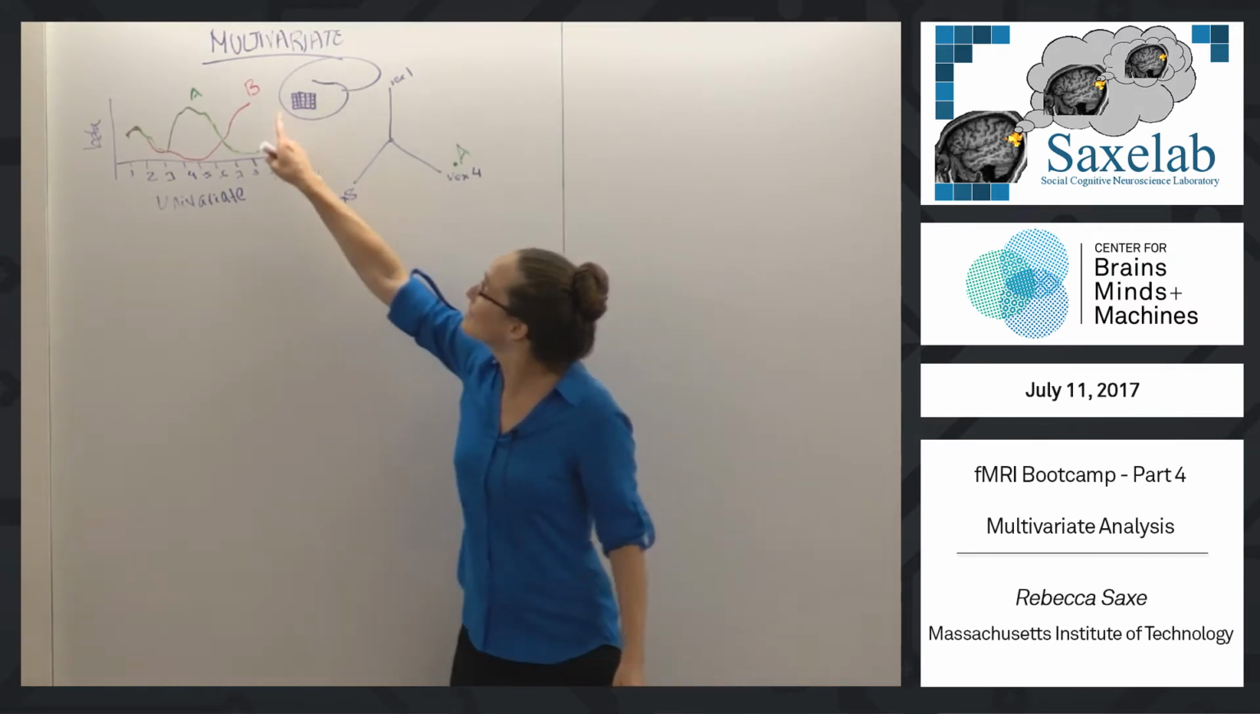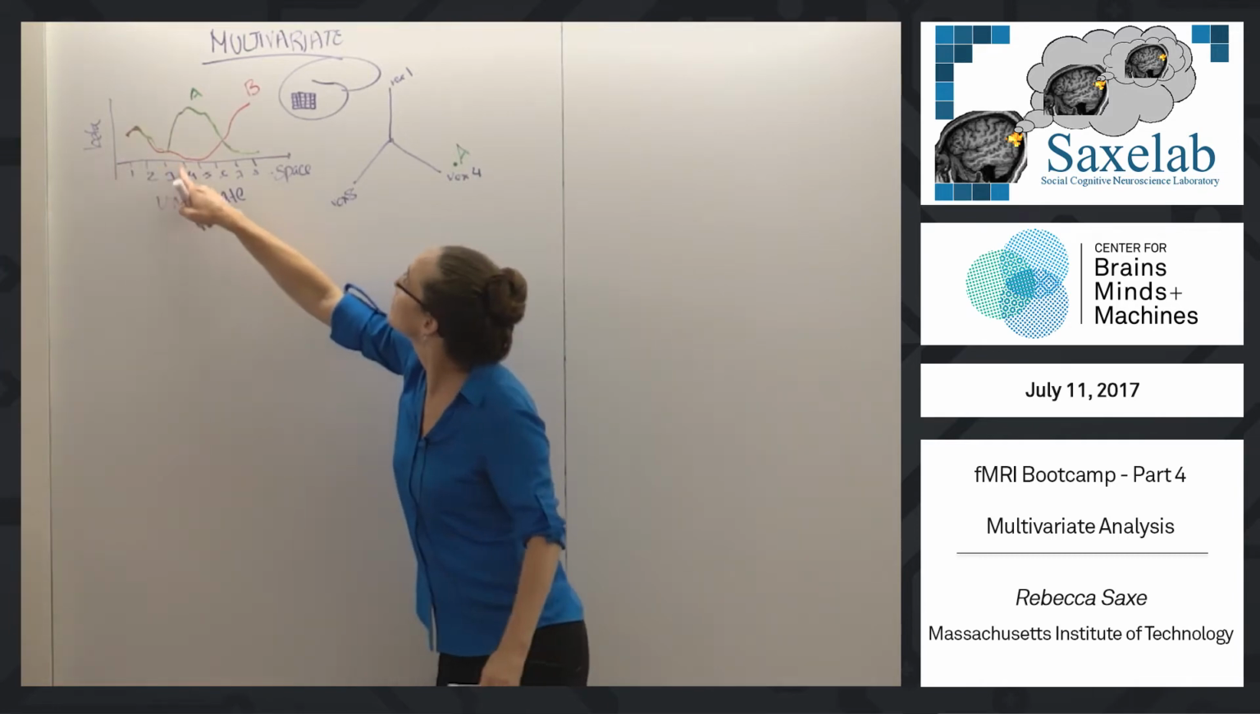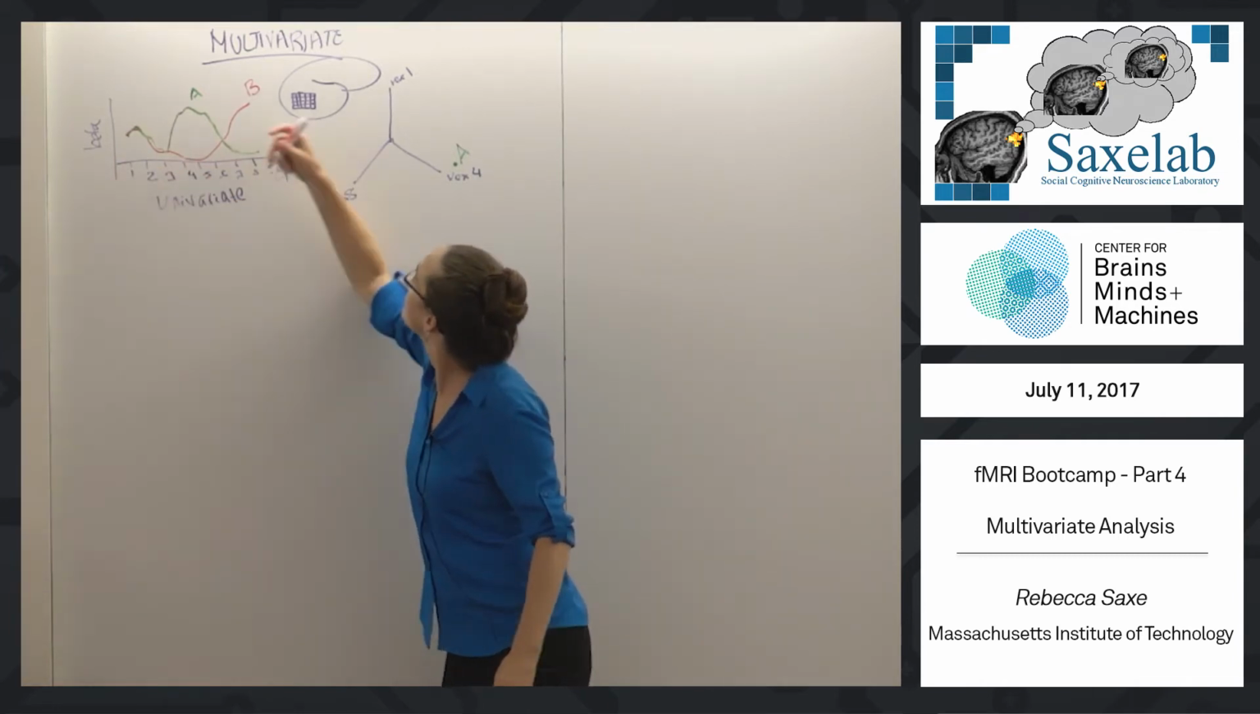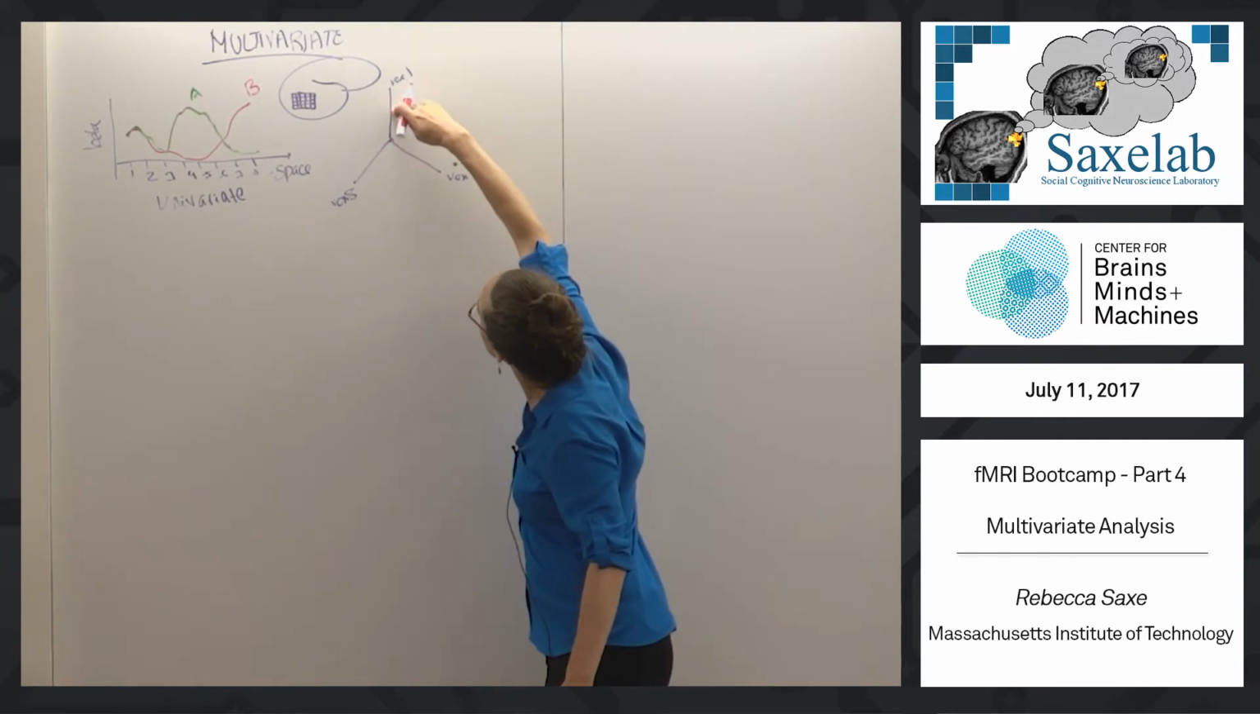Okay, I'm going to do it again. So this number, in voxel 1, it's medium. In voxel 4, it's very small. In voxel 8, it's large. So voxel 1, it's medium. Voxel 4, it's small.